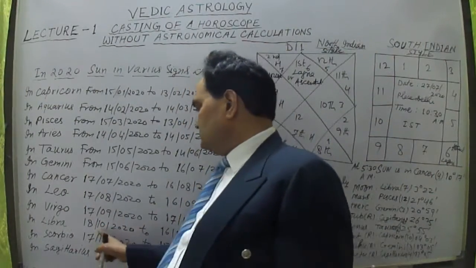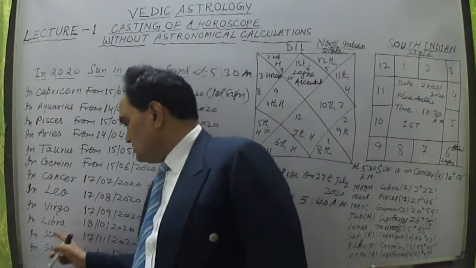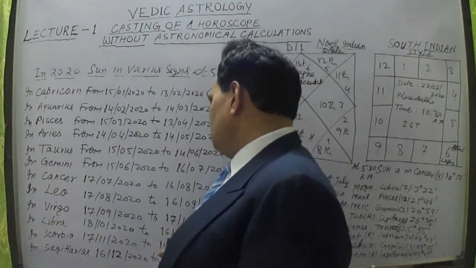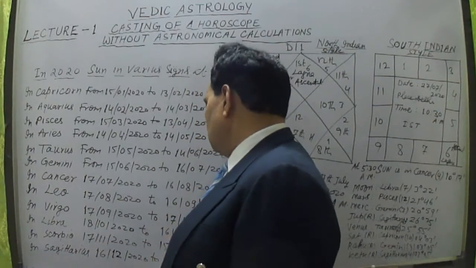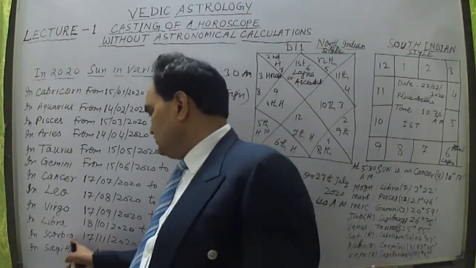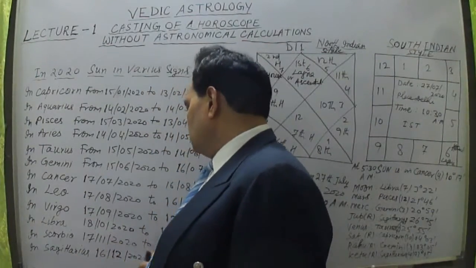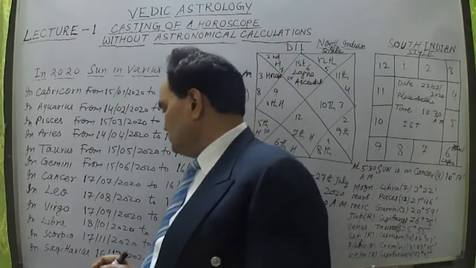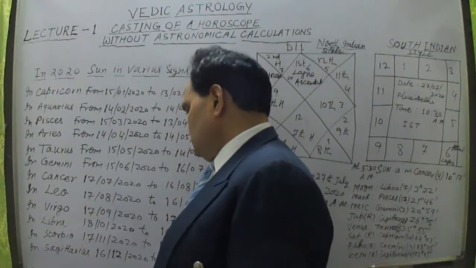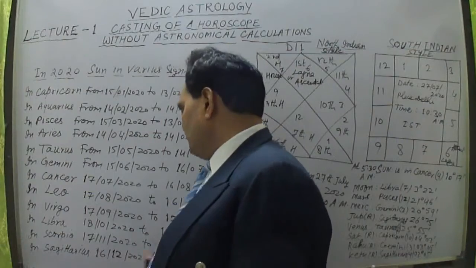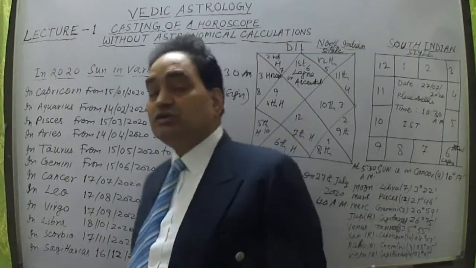From 18th of October to 16th of November 2020, it was in Libra sign. Then from 17th of November to 15th of December 2020, it was in Scorpio. Then 16th December to 14th of January 2021.